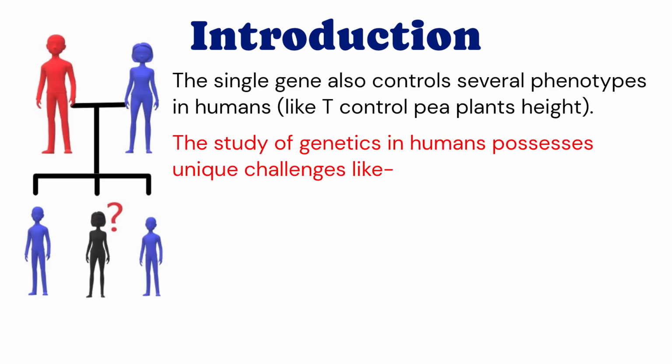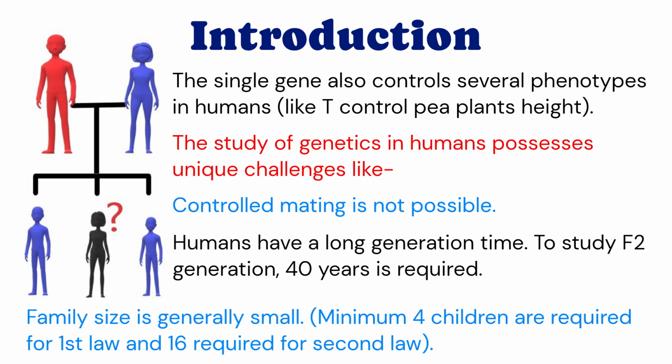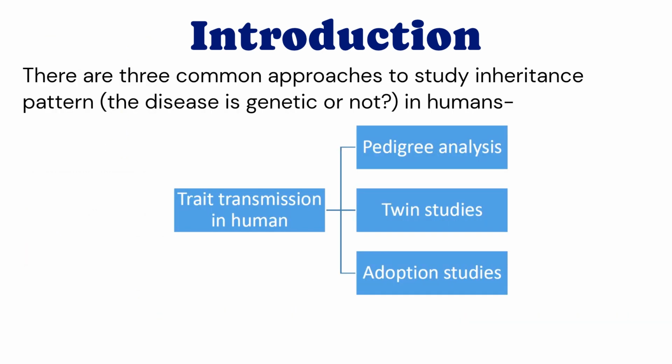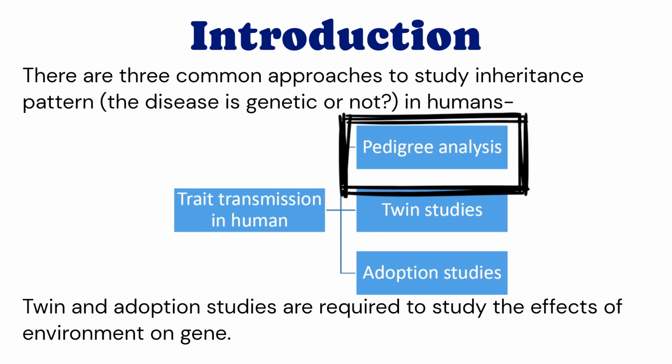However, studying genetic traits in humans presents unique challenges. Experimental breeding and generating large numbers of offspring are neither possible nor ethical in humans. To overcome these limitations, geneticists have developed alternative techniques specifically designed for studying human genetics. Three commonly used approaches for studying trait transmission in humans are pedigree analysis, twin studies, and adoption studies. In this video, we will focus on pedigree analysis.